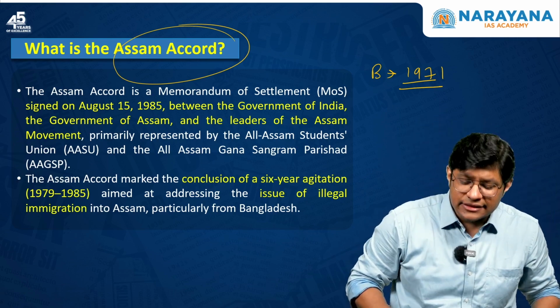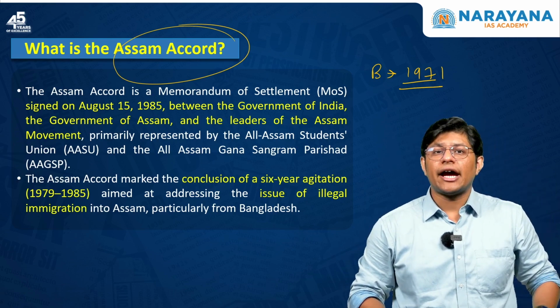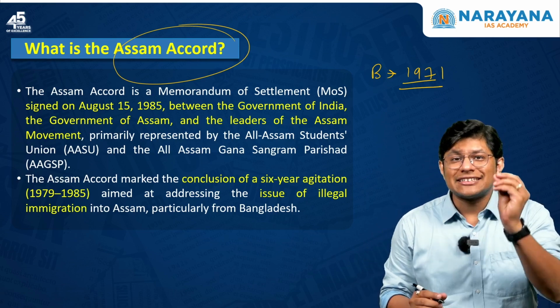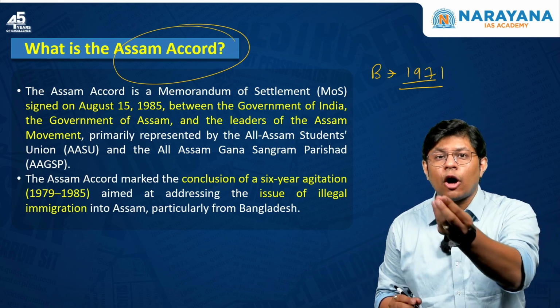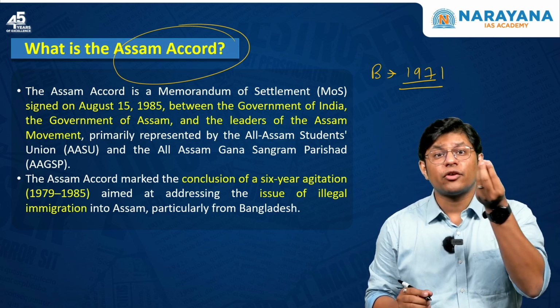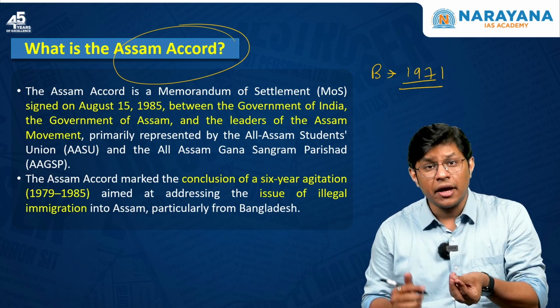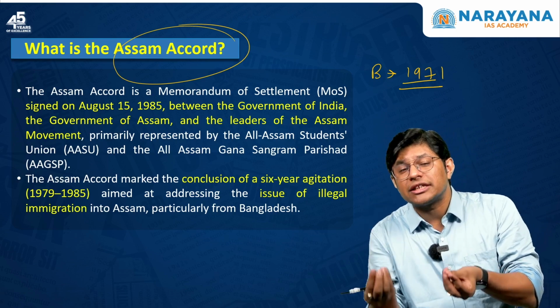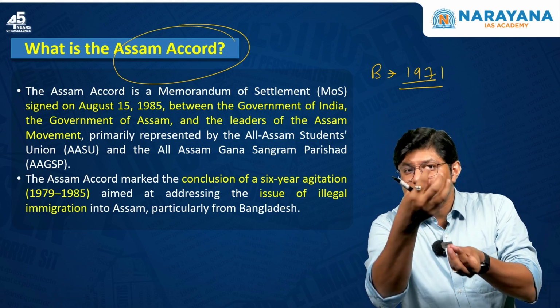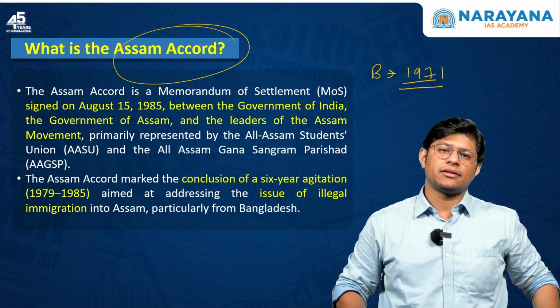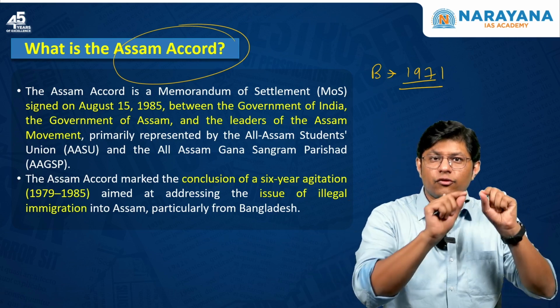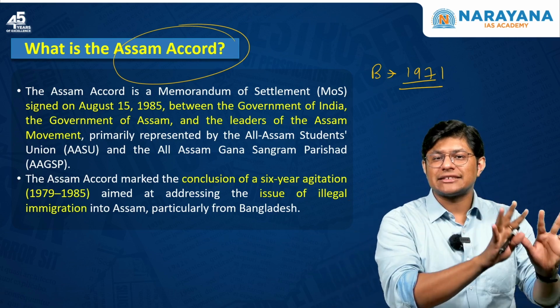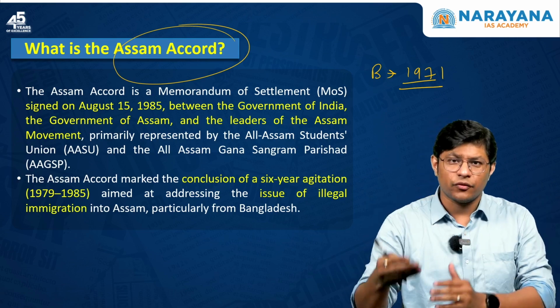And that's the reason finally the government of India had to sign this Assam Accord with the people of Assam, that is the state government of Assam, and these students who were protesting against the rising illegal migrants. And the accord that was signed is known as Assam Accord. We'll understand the provisions now.